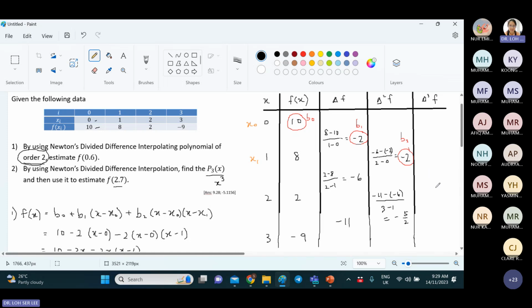Then the last one, we use -5/2. This later value minus the previous value, divided by this triangle, the x values are 3 and 0. So this is -5/2 plus 2, divided by 3. That gives -1/6. Correct?